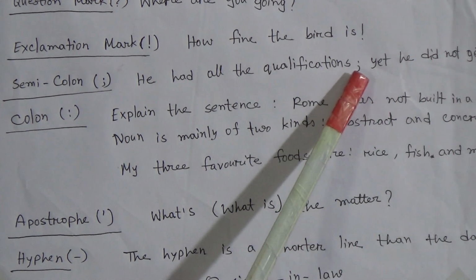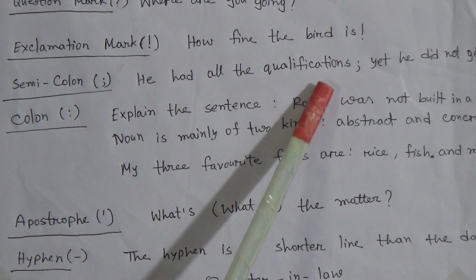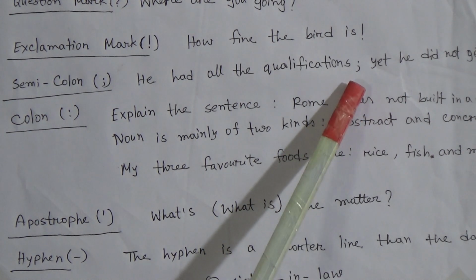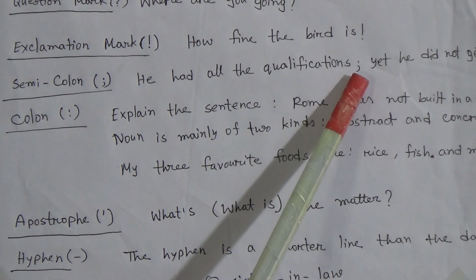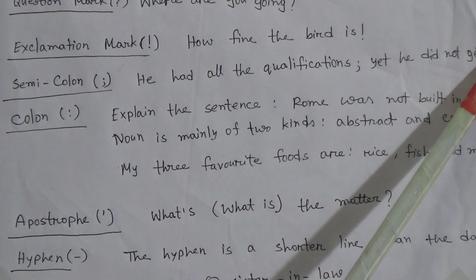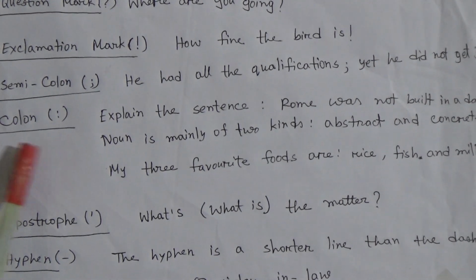Look, dear students, after finishing this sentence, "He had all the qualifications," here I have used what? Which sign? Which mark? Semicolon mark. Then the next sentence, "yet he did not get the job," full stop. Here I have used it. Then look, colon.